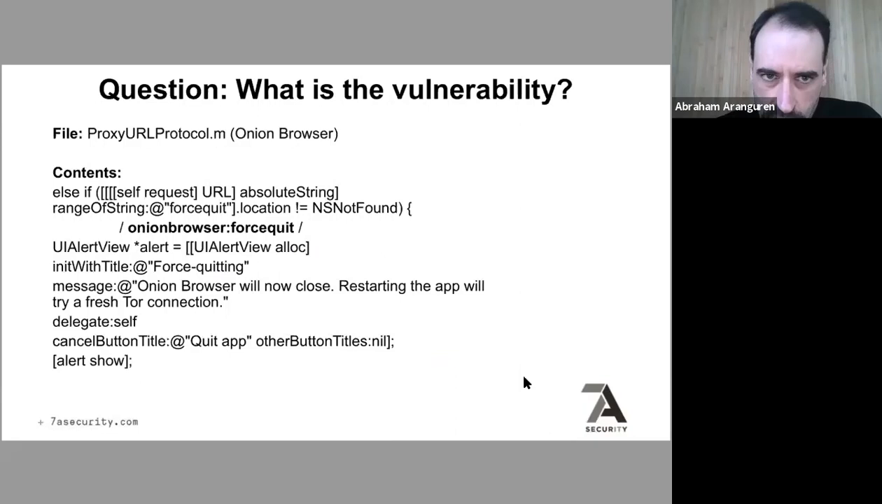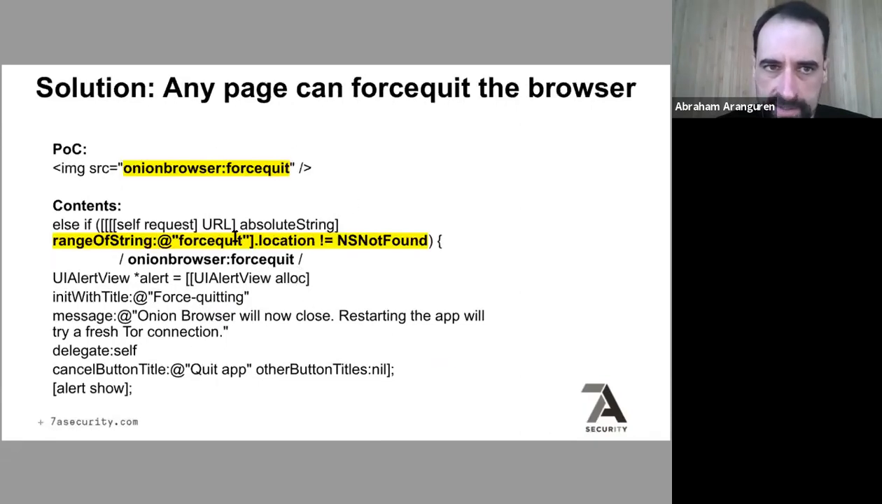Yeah. Basically, this is a URL handler. The application is a browser, so you can visit an attacker-controlled page that uses this, right? You could visit a page that has HTML like the following: image source onion browser colon for Squid. When the Onion Browser visits this website, it's going to close itself, right? So this would be a denial of service of the browser application, because it will unexpectedly, to the user, completely close when the user visits an attacker-controlled website, right?